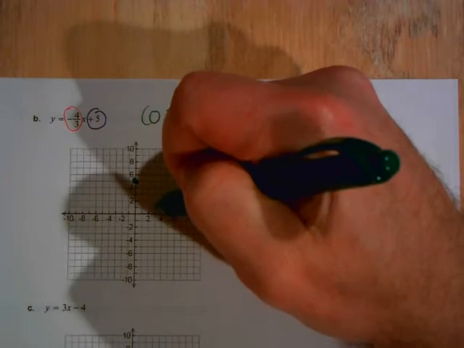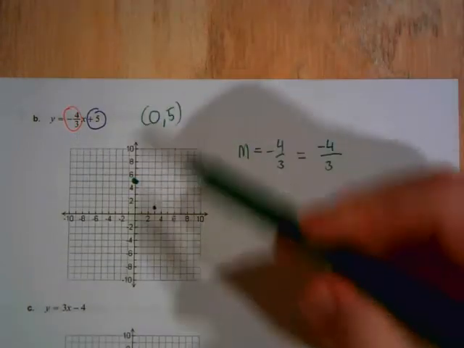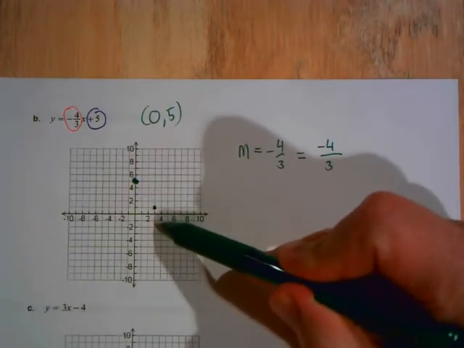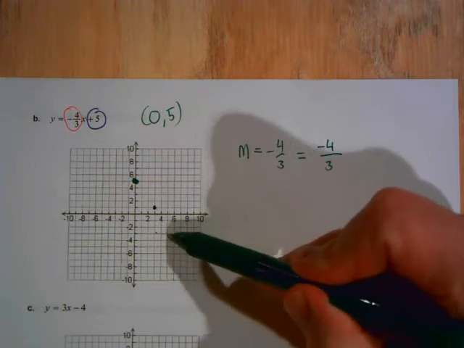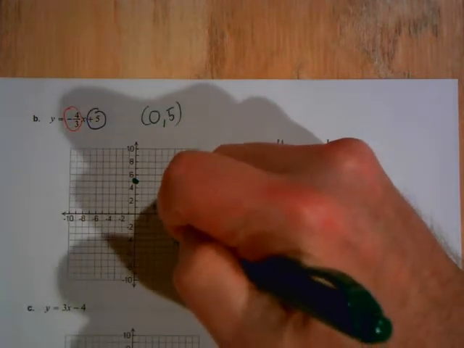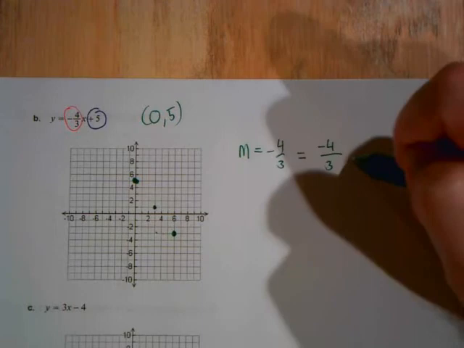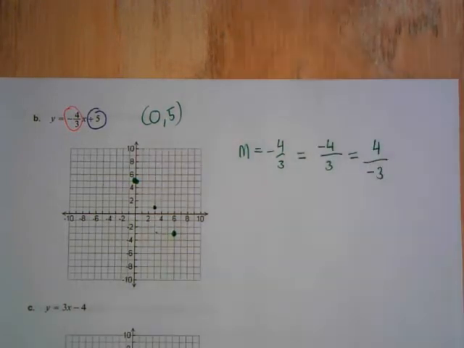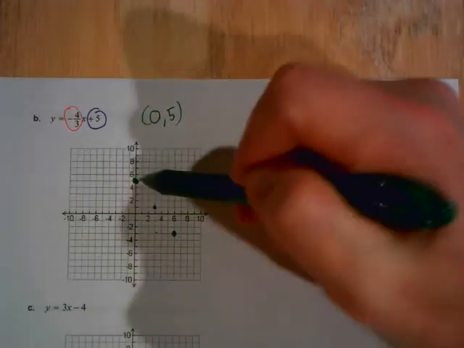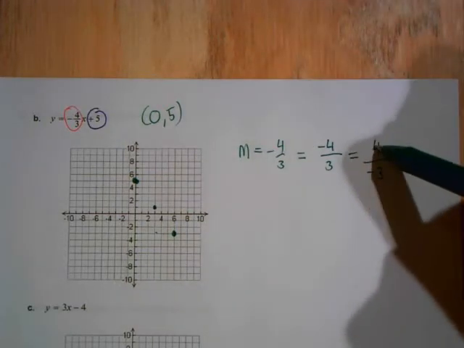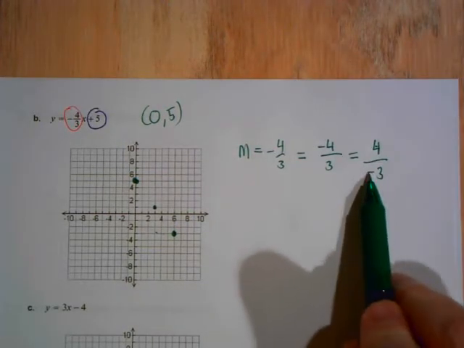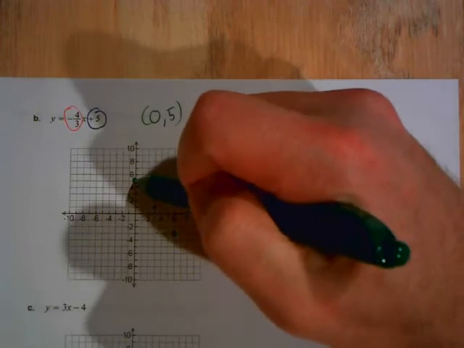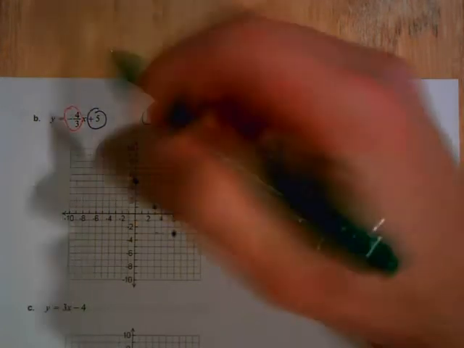Puts me right there. And I could do it again. I could go down 4, 1, 2, 3, 4, right 3, 1, 2, 3. The other thing I could have done, I could have also written this as 4 over negative 3. Because when I divide, one positive and one negative is still a negative number, which means I could have come here and I could have gone up 4, but the minus here would tell me to go left. So I could have gone up 4, left 3.